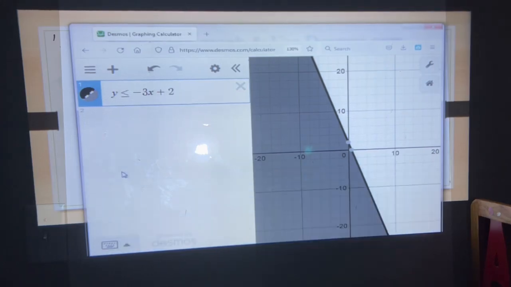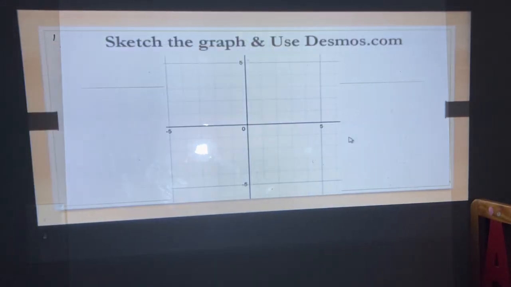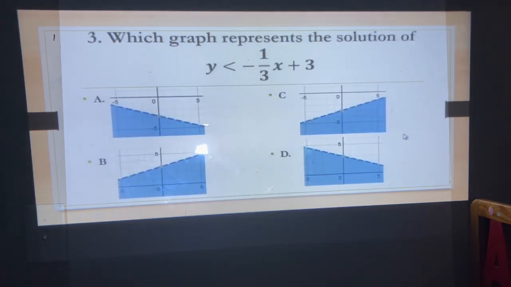Take that keyboard back down and you'll see the black solid line, and you will see that it is shaded to the left, and that's exactly what we sketched. So if you have access, yes, please use your graphing calculator tool, because it is so helpful for you. It will help you get through a lot, and it will help you conceptually. All right, now let's look at this multiple choice one.